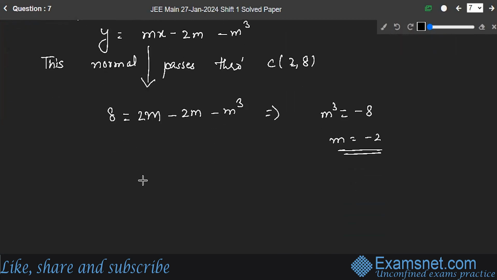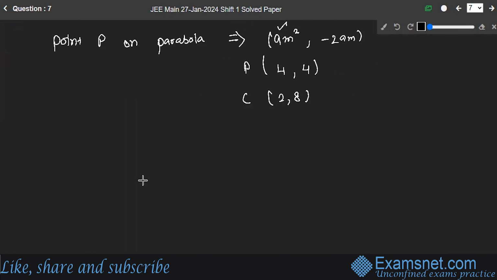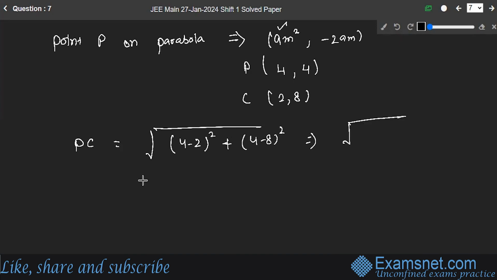So now, what is the point? Any point P on the parabola is given by am square minus 2am. So a, I told you it's 1, right? This will be 4, 4. So this is the point P, and the center we already know is 2, 8. What we need to find out is PC. This is equal to root of 4 minus 2 square plus 4 minus 8 square. That will be 2 square, which is 4, plus 16, so root 20, right?